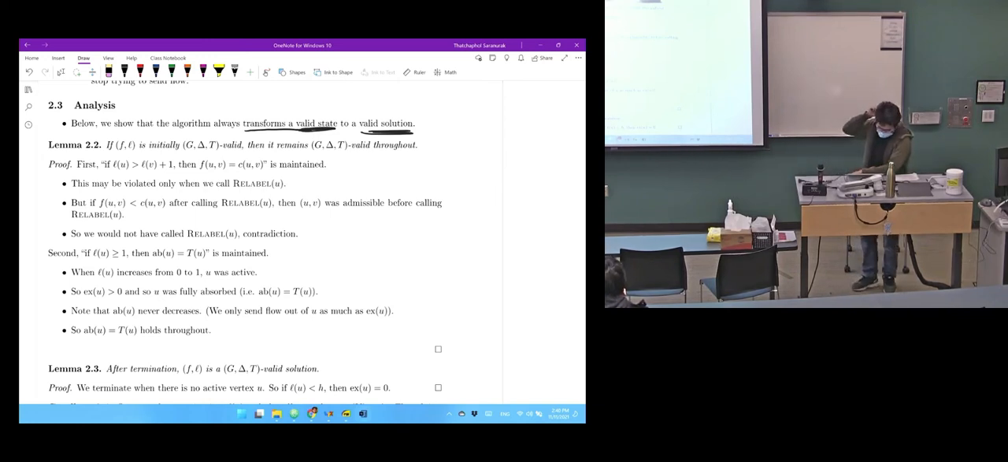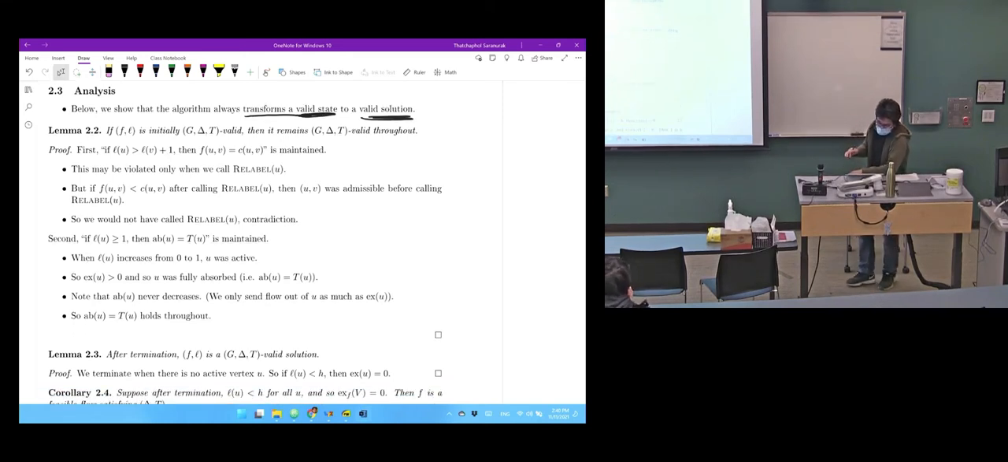All right. So let's try to see why. First, I need to prove to you that the invariant that we said we want to maintain is really maintained. If F and L is initially valid, it remains valid throughout. And there are just two things to be checked, right? If an edge skips the level in the downward way, then this edge needs to be saturated.